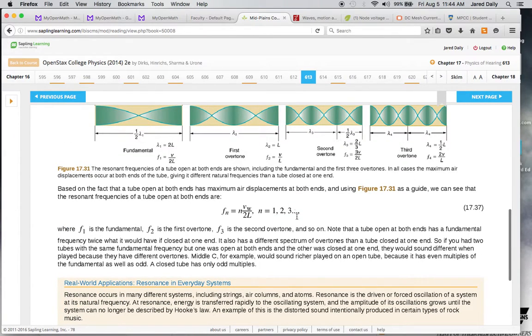And they have, again, another equation here. The frequency equals n times the velocity of the wave over 2 times the length of the tube, where n is equal to 1, 2, 3, 4, and so on and so forth. Not just the odd numbers, but all the positive integers.